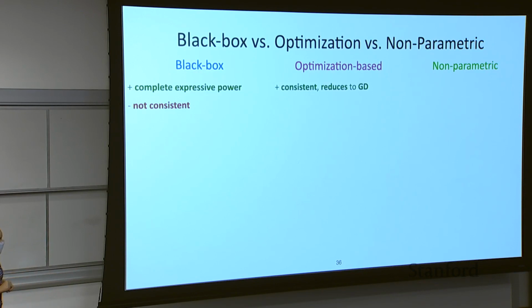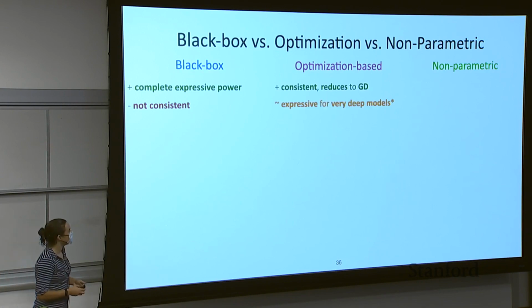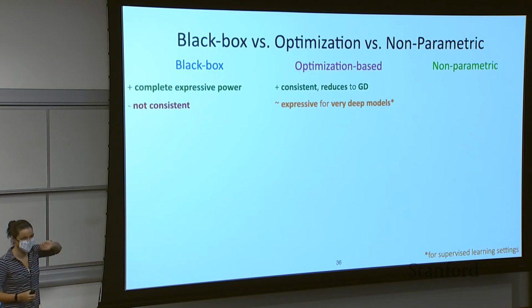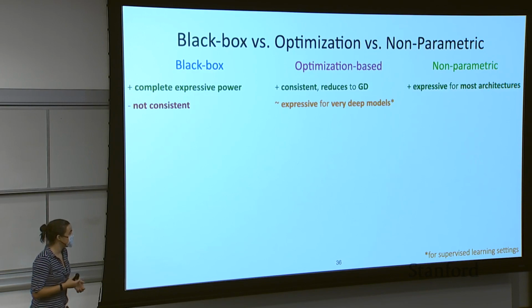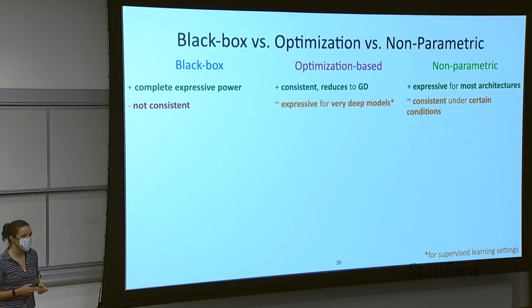Optimization-based approaches are consistent because it essentially reduces to running gradient descent at meta-test time, and so in expectation, you will improve. If you have a very deep network, it is very expressive, but you do need a fairly large model to do that. And this is specific to supervised learning settings. When we move to RL settings, the expressive power is actually somewhat reduced. And then lastly, non-parametric methods are quite expressive for most architectures, and under certain conditions, they will be consistent as you get more data to compare to.